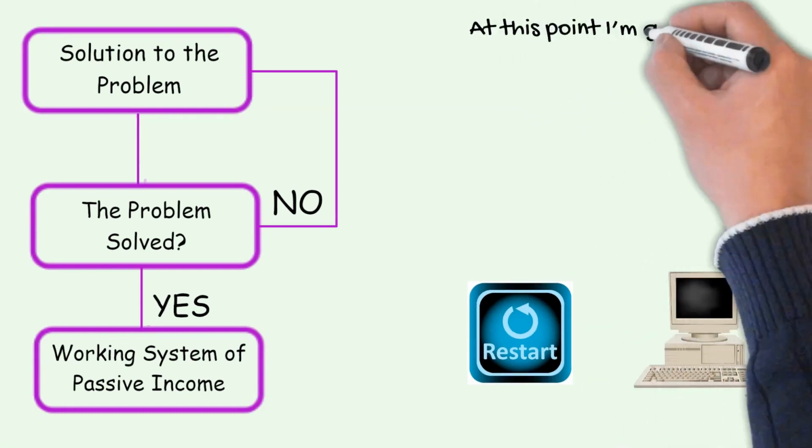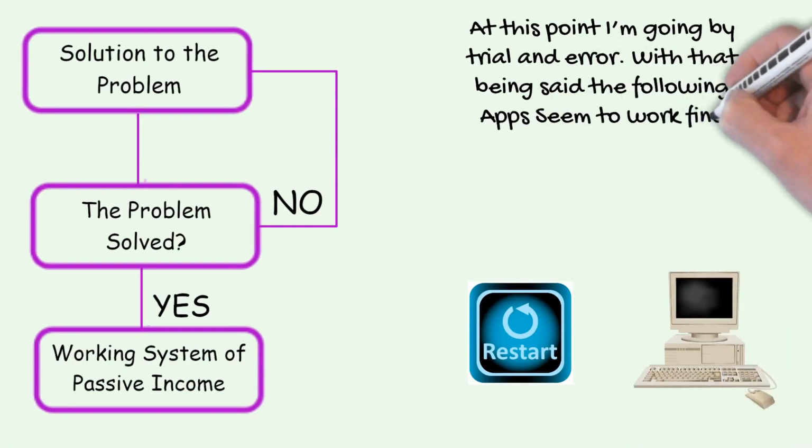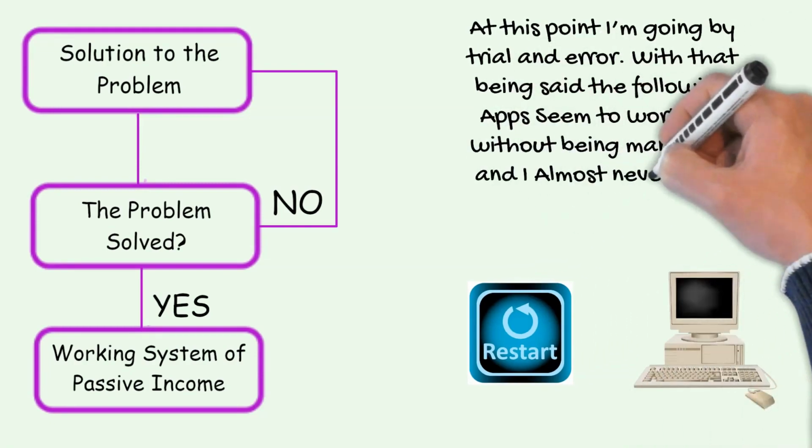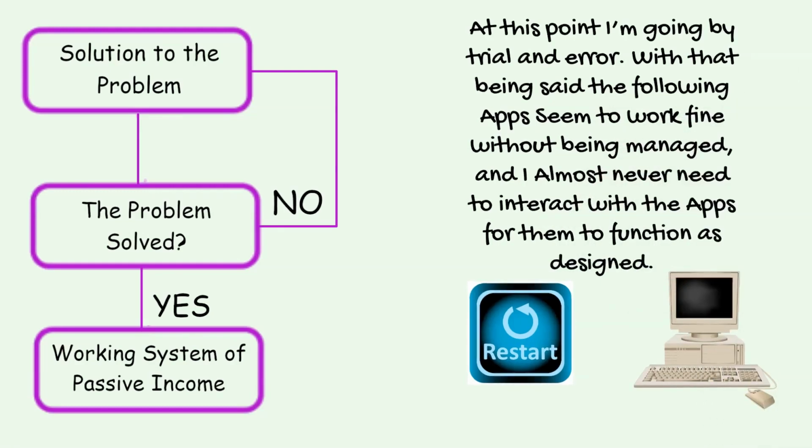At this point, I'm going by trial and error. With that being said, the following apps seem to work fine without being managed, and I almost never need to interact with the apps for them to function as designed. IP Royal is the oldest of the PC resource sharing apps I know of based around bandwidth sharing. IP Royal seems to have their system down, and the apps need very little babysitting.